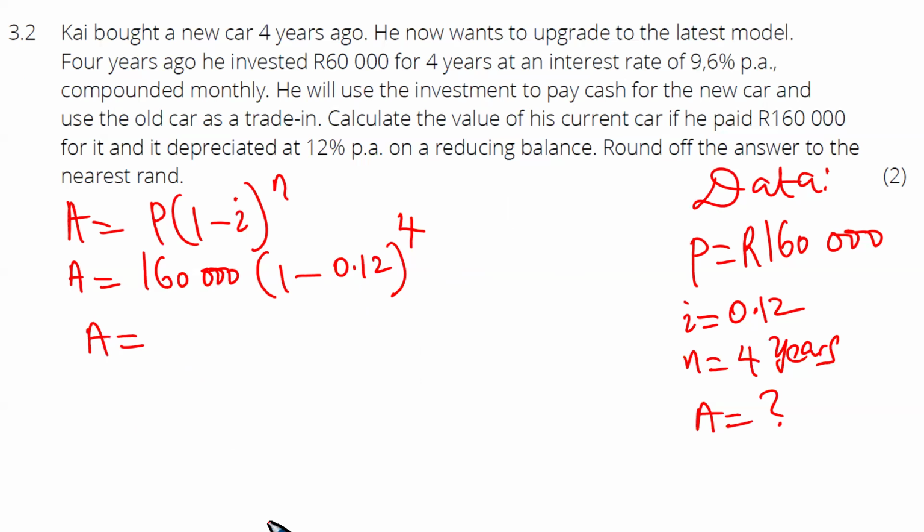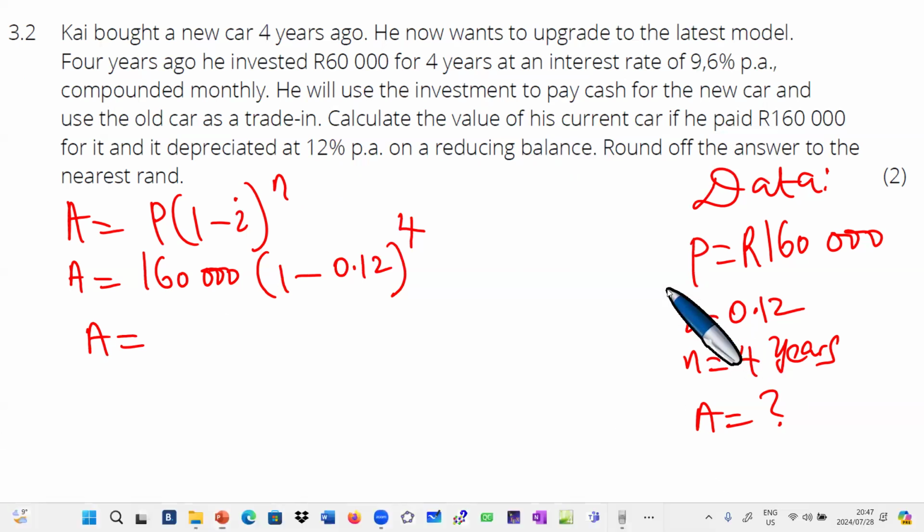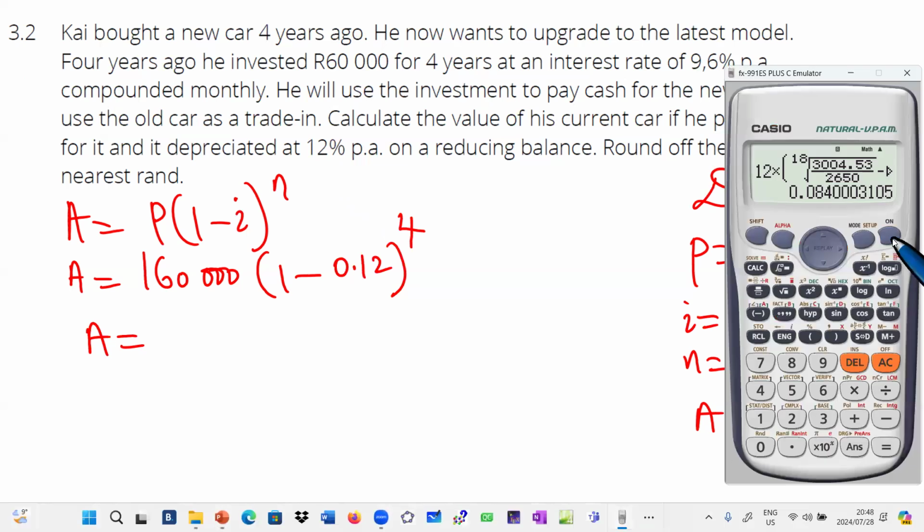What is the value of the car? Right, so this is what we do because the car was bought. He paid 160,000 for it, and it depreciated at 12% per annum on a reducing balance. Round off the answer to the nearest rand. Meaning that you're going to calculate as follows. Take the calculator: 160,000, then 1 minus 0.12, you close, to the power 4.